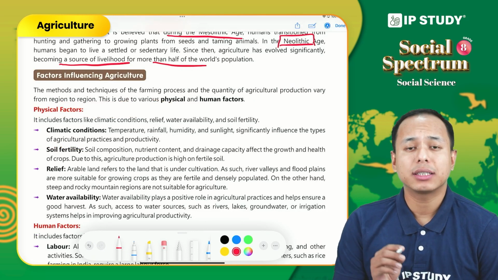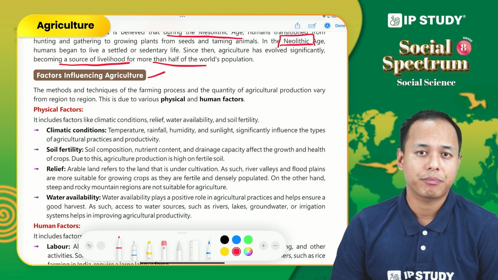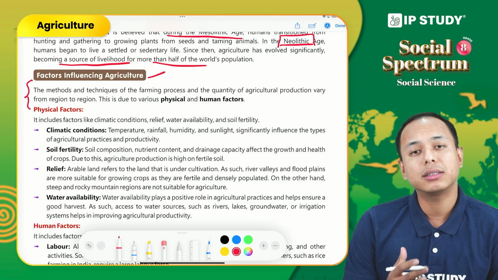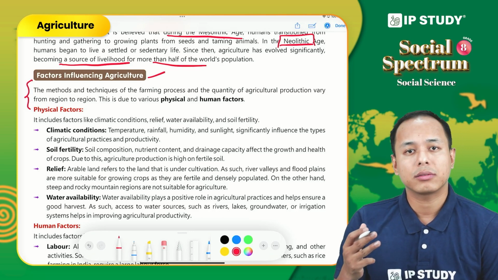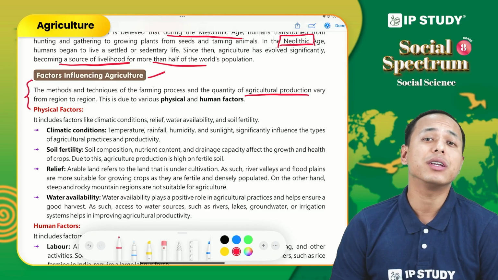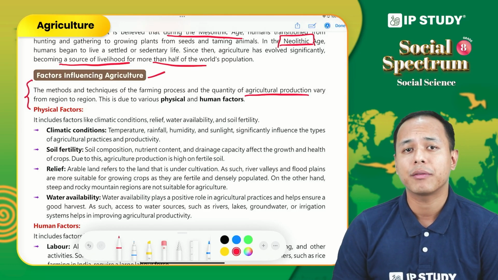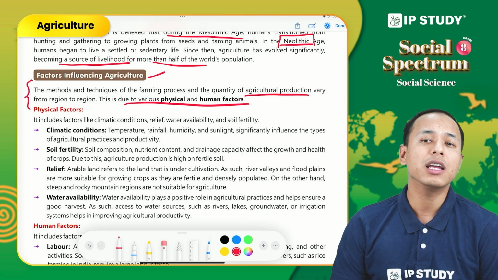So now let us discuss the second topic, that is factors influencing agriculture. We should understand that the methods and techniques of farming, and the quality and quantity of cultivated crops, or we can say agriculture production, vary from region to region. It is not uniform everywhere. And why is that so? Because of various physical and human factors.